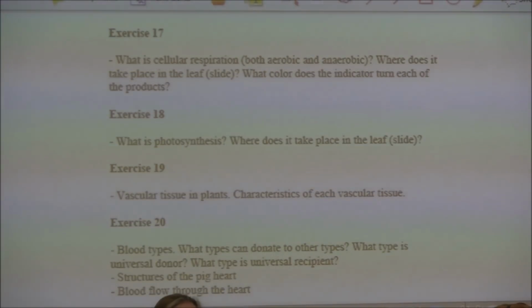What did we do in exercise 17? No. What were we doing in exercise 17? Cellular respiration. So it went from blue to green, and what does that indicate? That carbon dioxide was present.